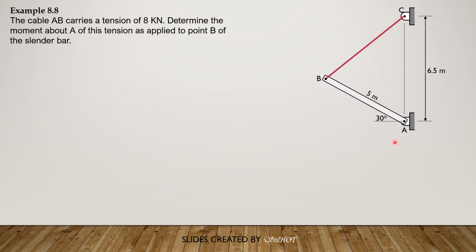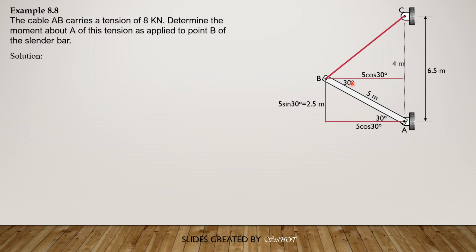So to solve for the moment about point A of the tension force, let's solve this distance as 5 cosine of 30, this one. And the vertical distance is 5 sine of 30, which is 2.5. So from B, we draw a horizontal line that is also 5 cosine 30. This angle here is also 30 degrees. Then since this is 2.5, 6.5 minus 2.5 is 4.